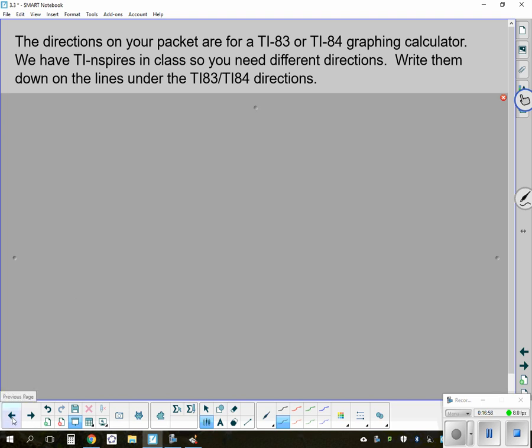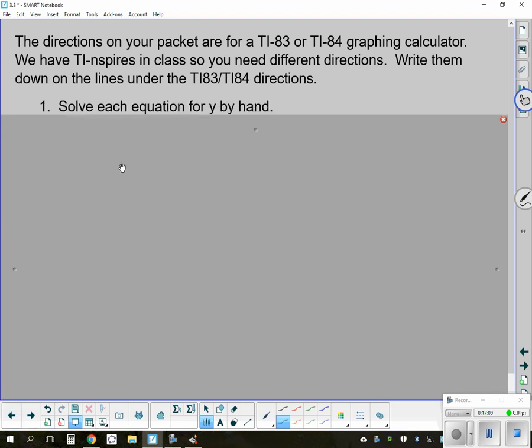After you do this several times, by the time you get to the end of your packet, you should have the directions memorized because you'll do it enough times that you will know how to do it without looking back at them. Step 1, and by the way, pause the video as needed to write the directions down. Step 1, solve each equation for y by hand.